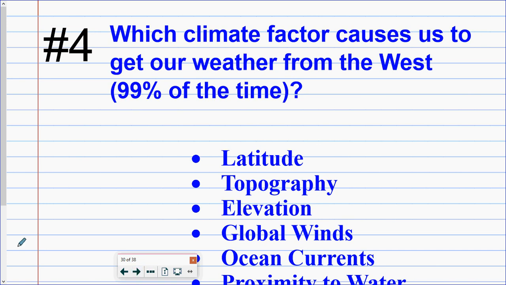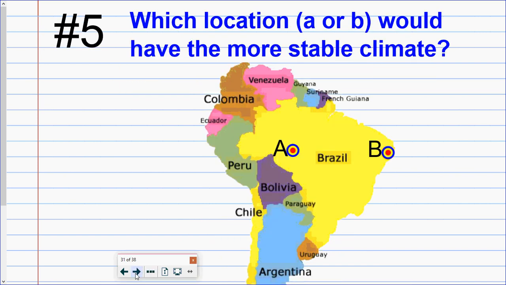Which climate factor causes us to get our weather from the west 99% of the time? Well, hopefully that's the no-brainer, global winds. Global winds determines in which direction a region's weather will come from.